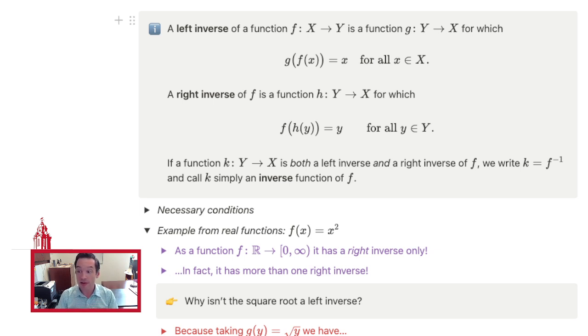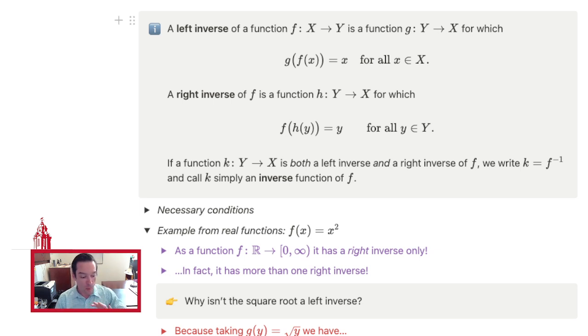So a function that has both a left and a right inverse, a common left and right inverse, we call that an inverse function of f. And it turns out we can prove that that inverse is unique in that case. So there are the definitions of left inverse, right inverse, and inverse function.